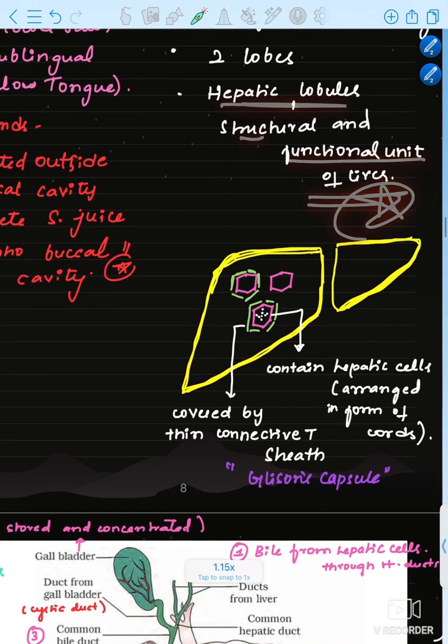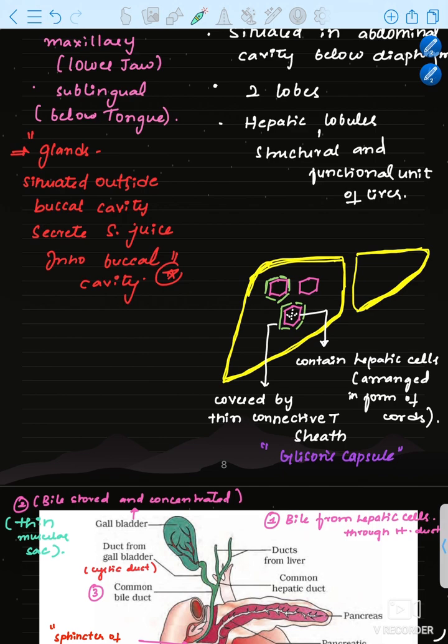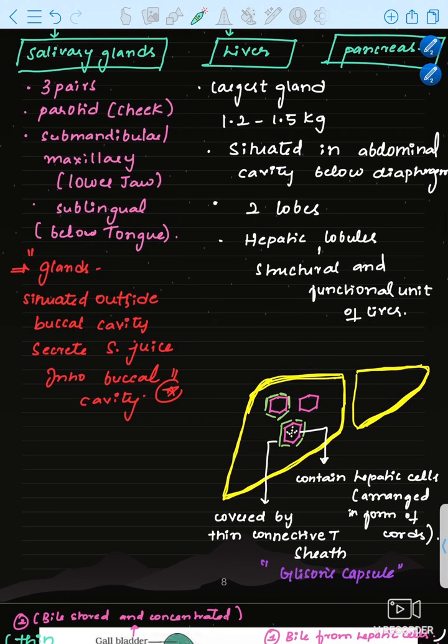Okay, and here a few things, it is very simple. Inside hepatic lobules there are hepatic cells. You can see hepatic cells, and they are arranged in cord form. See, like this, cords of hepatic cells, and this hepatic lobule is covered by Glisson's capsule. Okay, Glisson's capsule, that is a thin connective tissue sheath, that is called Glisson's capsule. This is the anatomy of the liver we have explained.